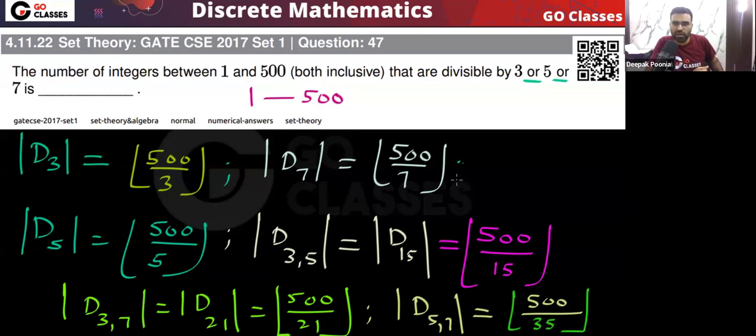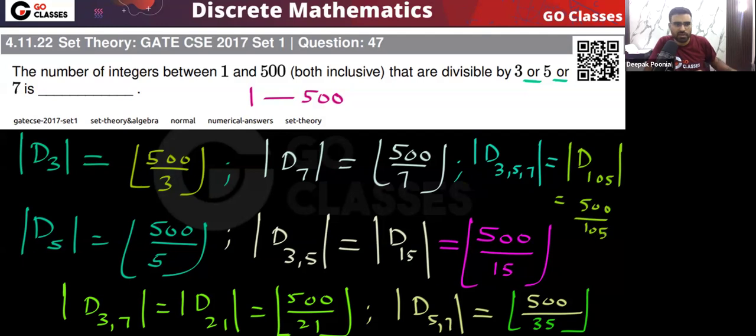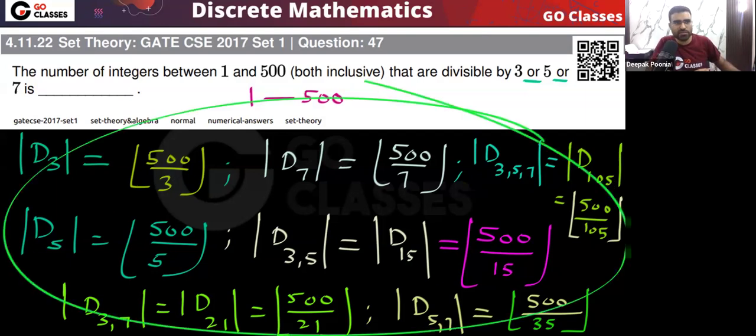Also we need to find how many will be divisible by 3 as well as 5 as well as 7. Here you need to find the LCM. Remember, 3, 5 and 7 are all prime numbers, so the LCM of a list of prime numbers is just their multiplication. If you multiply them, that is 105. So divisible by 105 will be equal to 500 divided by 105, again taking the floor. These are the values that we have found.